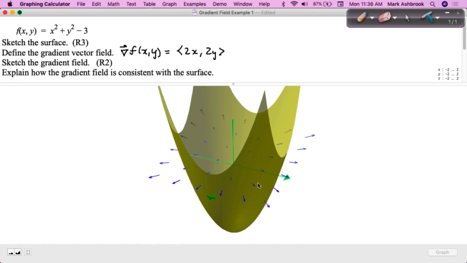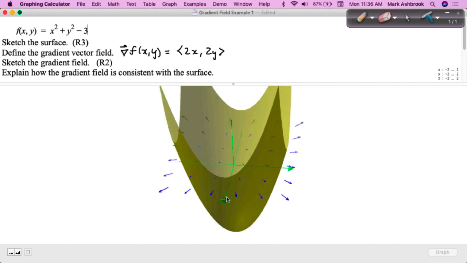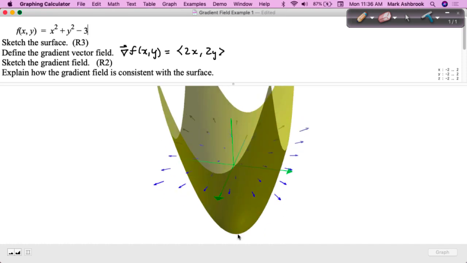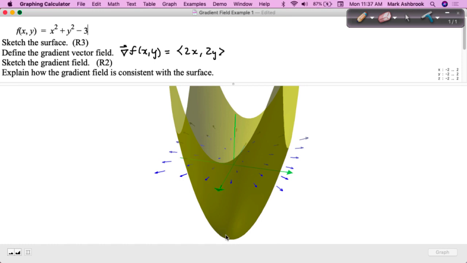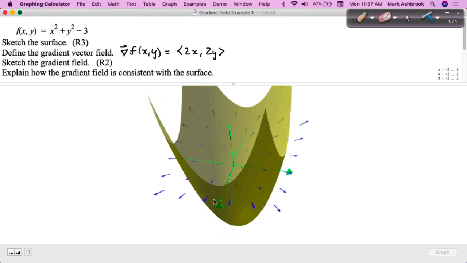Yeah, so your max rate of change is always going to be in the direction directly out from the origin. And then at 0, 0, you have 0 rate of change. Down around the vertex there, you have a much smaller rate of change, so you have small vectors pointing out from the origin. Do you see how the gradient field is consistent with the surface? Okay.